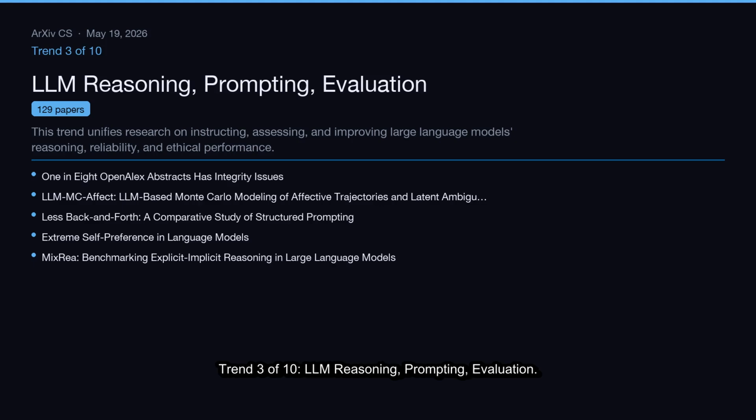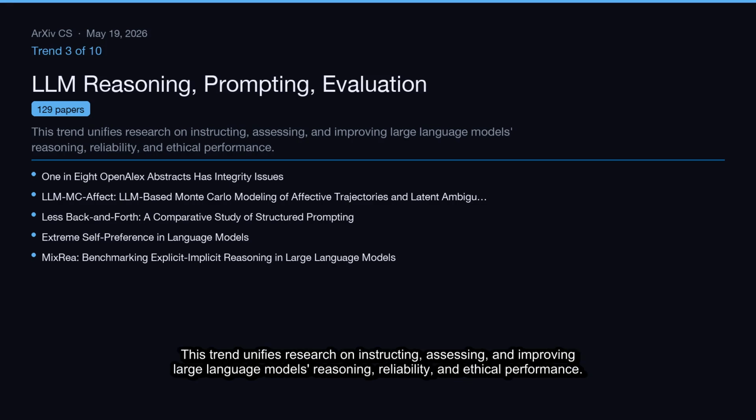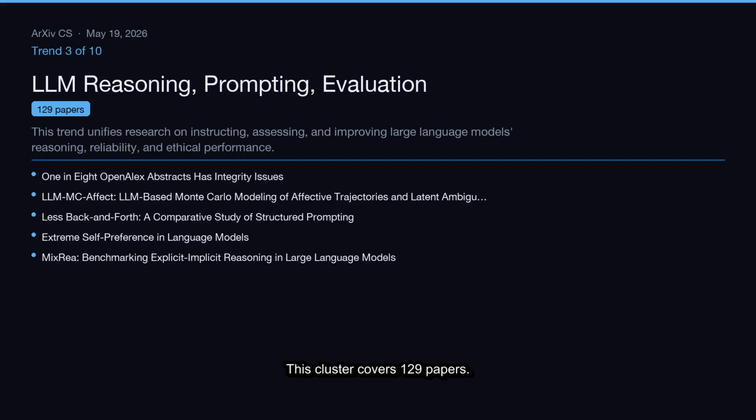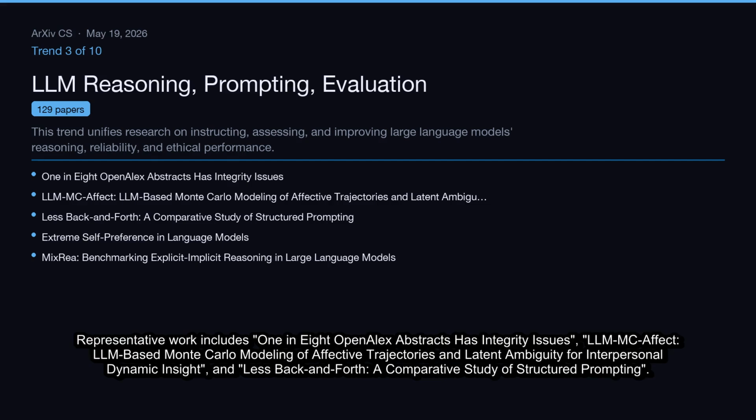Trend 3 of 10, LLM Reasoning, Prompting, Evaluation. This trend unifies research on instructing, assessing, and improving large language models' reasoning, reliability, and ethical performance. This cluster covers 129 papers. Representative work includes 1 in 8 OpenAlex abstracts has integrity issues, LLM-MC effect, LLM-based Monte Carlo modeling of effective trajectories and latent ambiguity for interpersonal dynamic insight, and less back and forth, a comparative study of structured prompting.